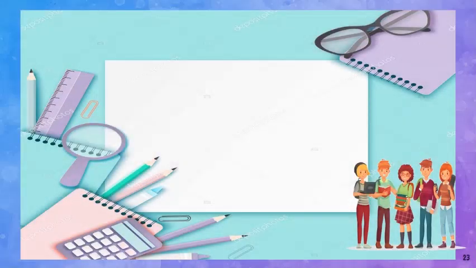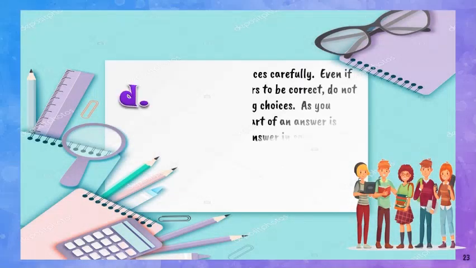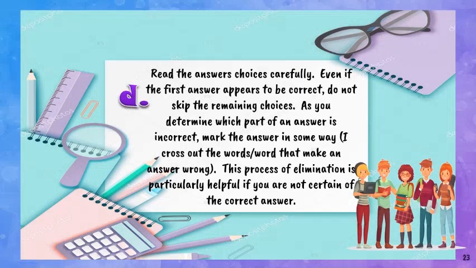D. Read the answer choices carefully. Even if the first answer appears to be correct, do not skip the remaining choices. As you determine which part of an answer is incorrect, mark the answer in some way. I cross out the word that makes an answer wrong. This process of elimination is particularly helpful if you are not certain of the correct answer.